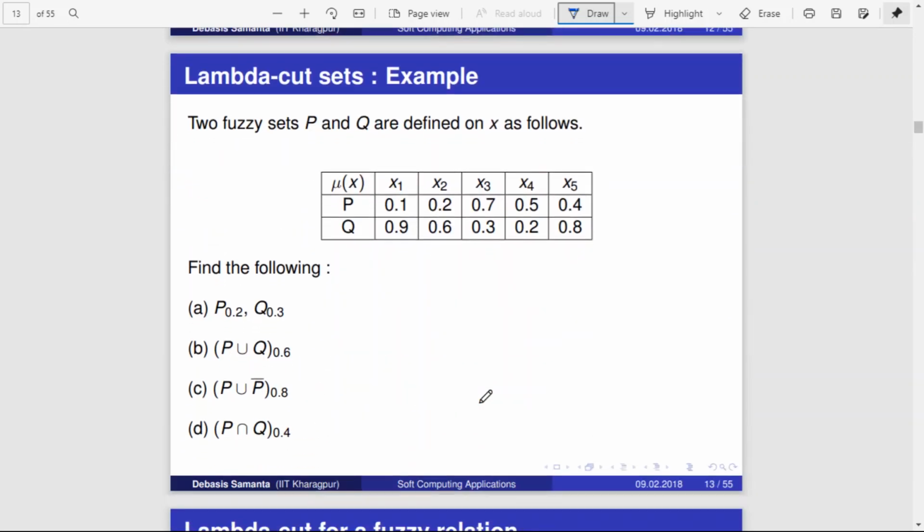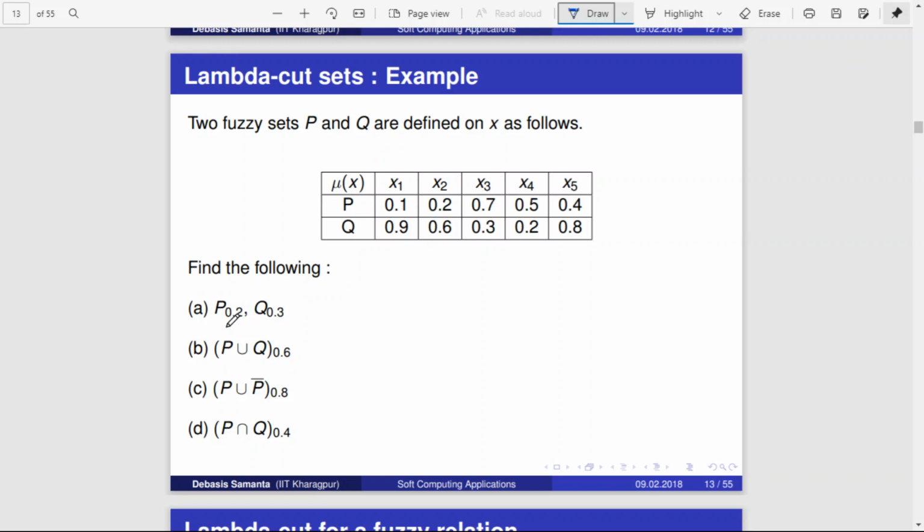Here are somewhat more detailed examples. Consider two fuzzy sets. P is a fuzzy set with these values: x1 is 0.1, x2 0.2, x3 0.7, x4 0.5 and x5 0.4. And Q is another fuzzy set with x1 0.9, x2 0.6, x3 0.3, x4 0.2 and x5 0.8.